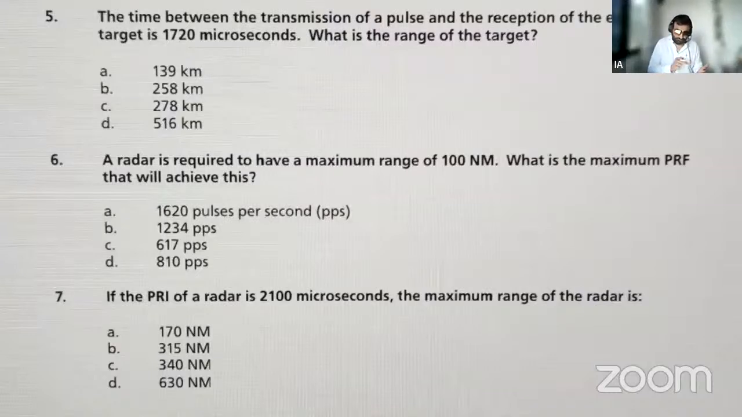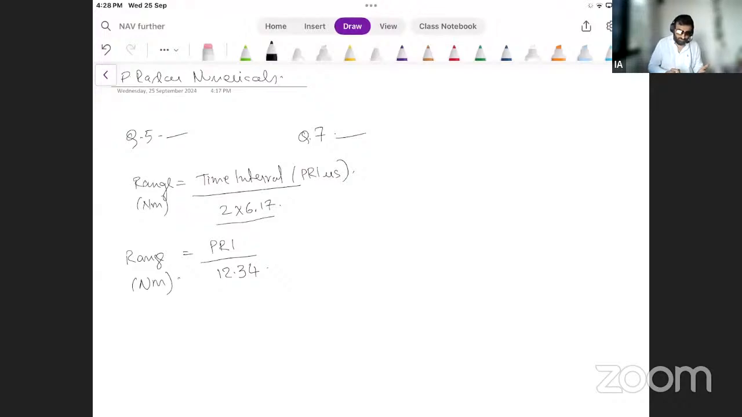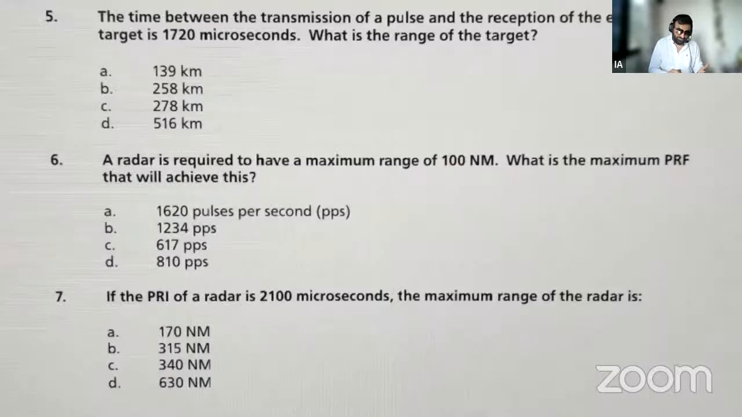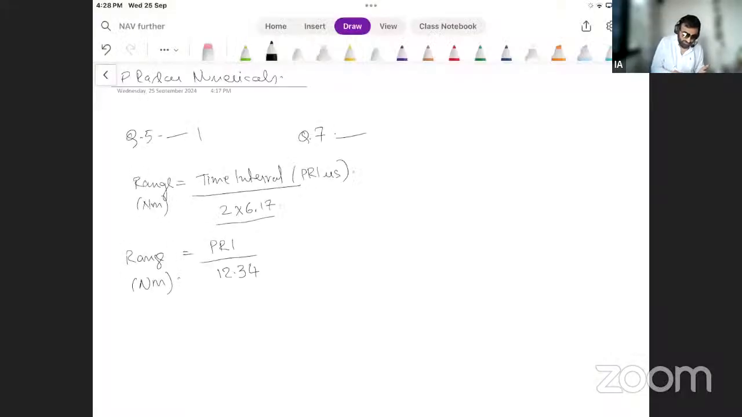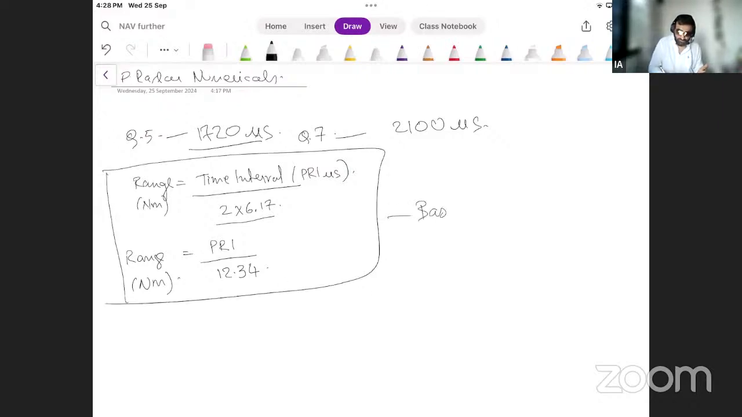So now what do we do? We use this formula. 1720 and 2100. Here I have 1720, and the second one I think I have 2100 microseconds. You see how differently PRI is denoted in both the questions, although it means the same, it is the time interval. So for question number 5, if I have to solve, this is my basic formula for both. Use this formula directly using a scientific calculator.